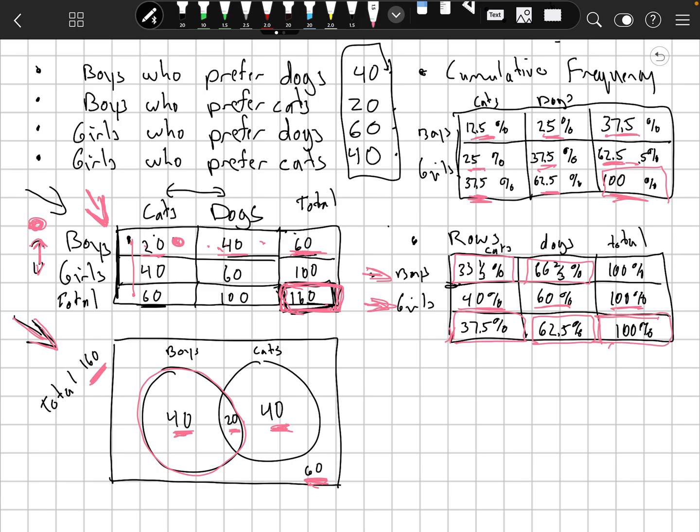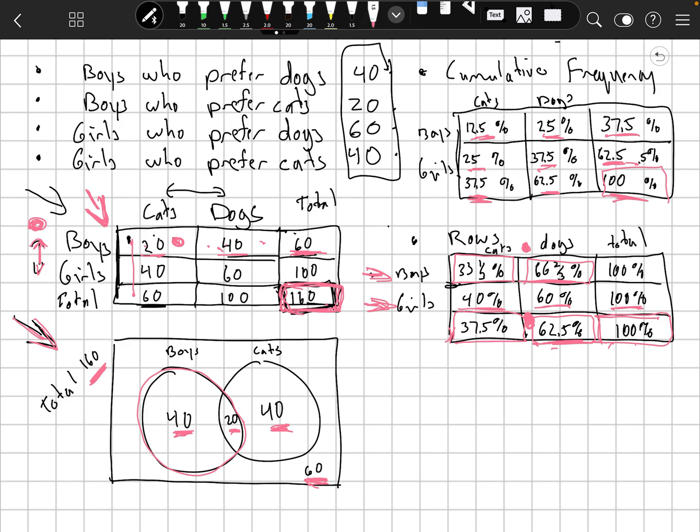So now we can kind of start to think about this. So let's see. Let's take the first row again. Let's take the boys. We've got 66 2/3% of the boys like dogs. Okay, let's compare that to the total. This is saying 62.5% of all of the people surveyed like dogs. So do you see how there is a slight effect here? The boys are a little bit more prone to choose dogs as their favorite pet compared to the total.